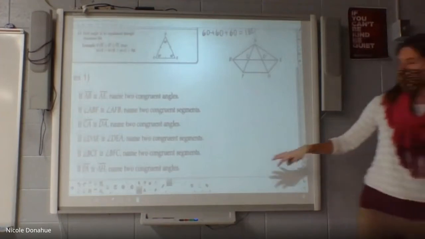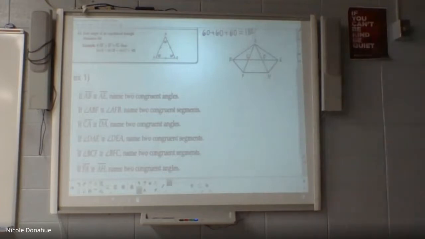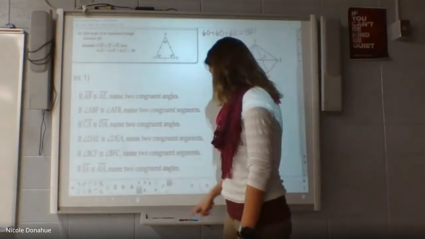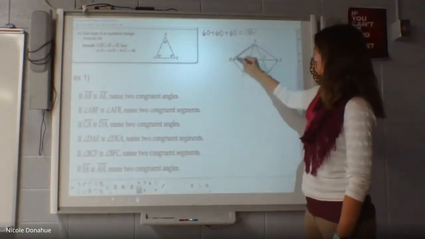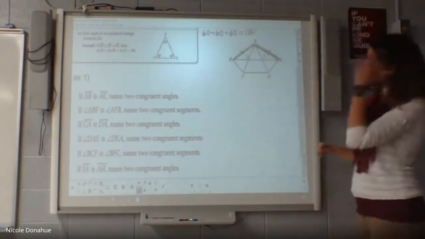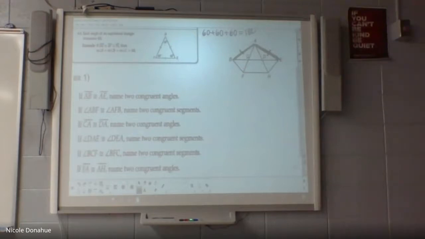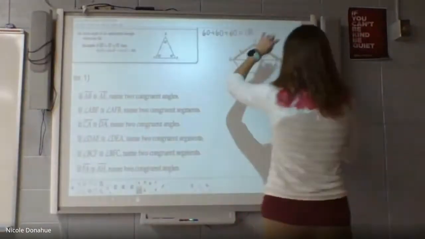So they want us to be able to name different angles and sides based on what we know. So it says if AB equals AE, I'm going to draw where that is. AB equals AE. So they give us that information. Where does there have to be equal angles then? Where does there have to be equal angles? A, B, C. Yeah.